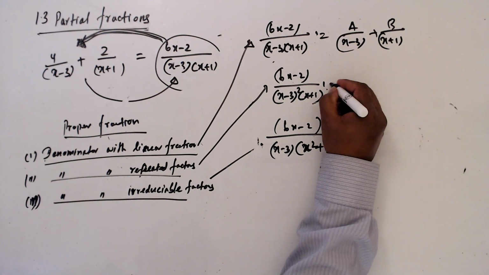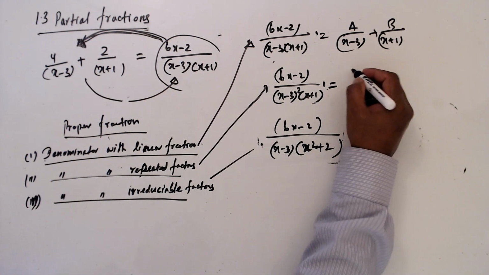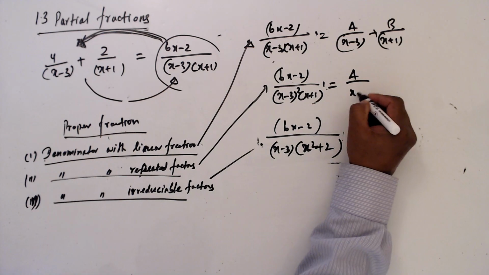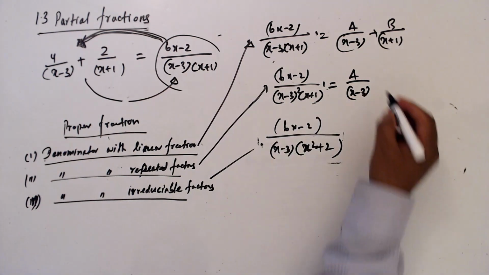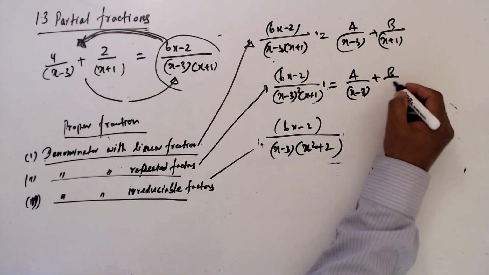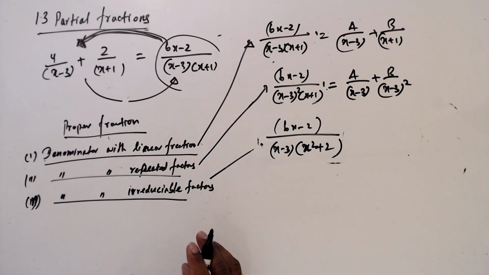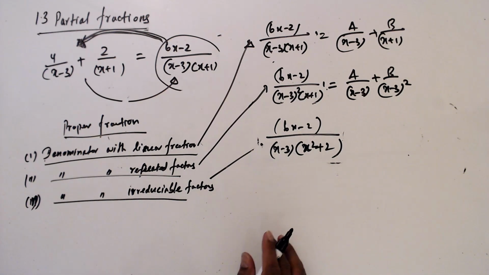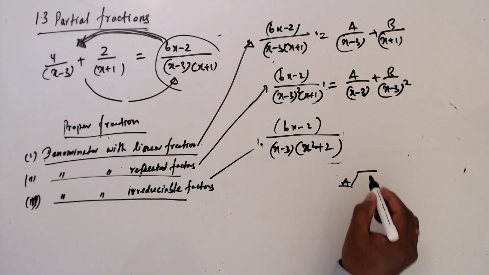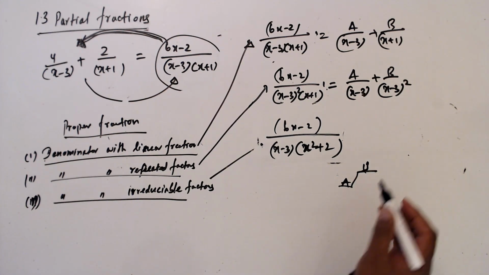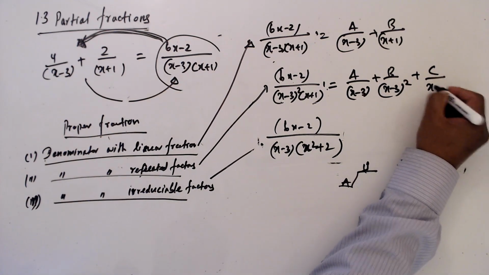If there is a repeated root, how do we write the partial fraction? We write A over x minus 3, one constant for x minus 3, and the other constant for the square part, B over (x minus 3) squared. It's like climbing a step: 1, 2. This is for A, this is for B, and then C over x plus 1.